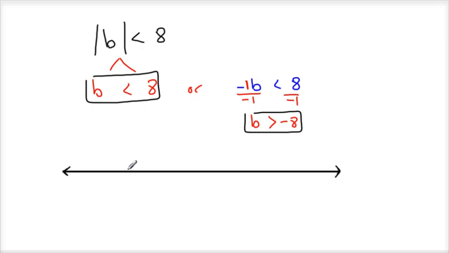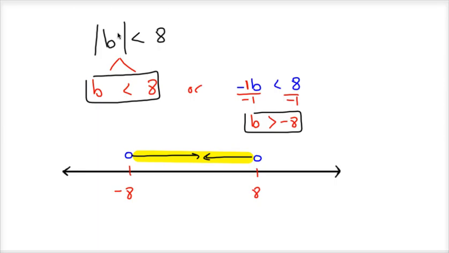So on our number line, we have negative 8 and 8. Our less than signs take our open circles. Here it says b is less than 8 going to the left. This one is b is greater than negative 8 going to the right, and then overlapping in the middle is our solution set, between negative 8 and 8. And the values of negative 8 and 8 are not inclusive since we do not have the equal sign in the inequality.